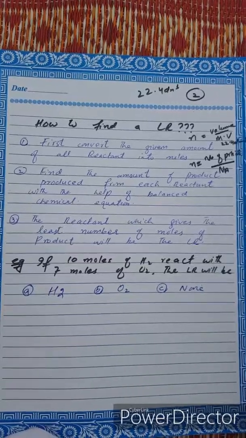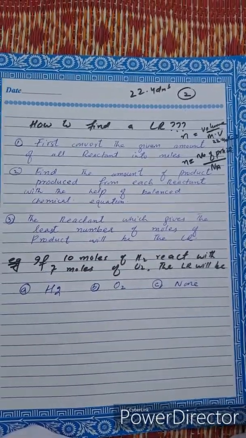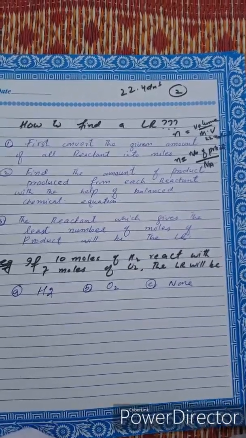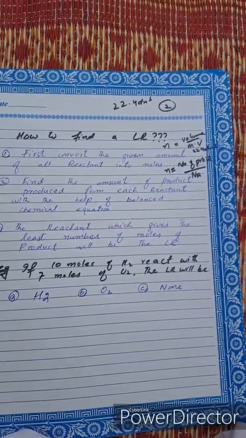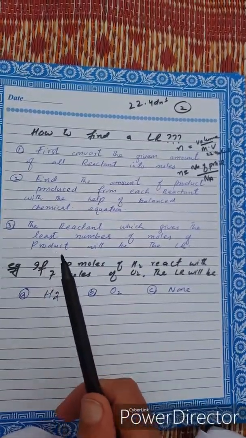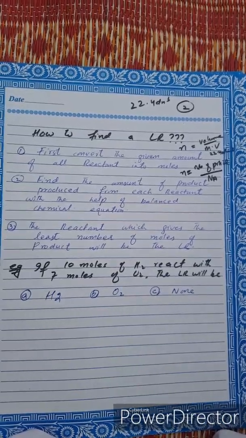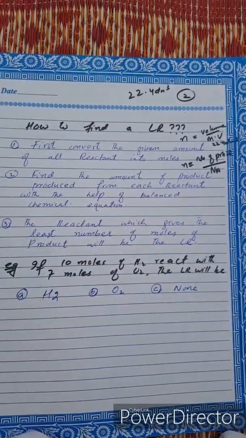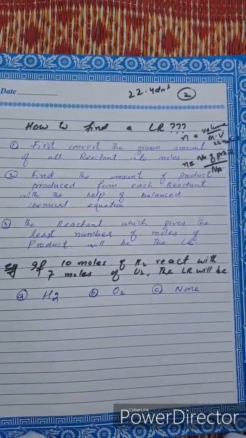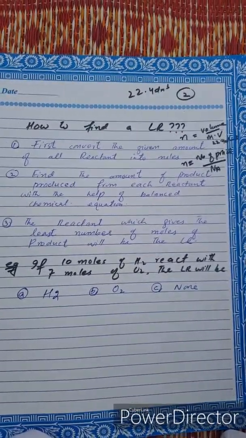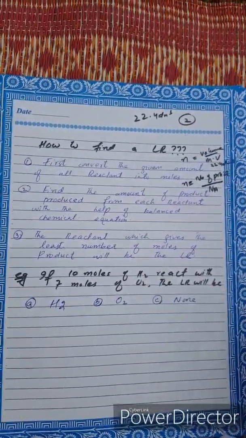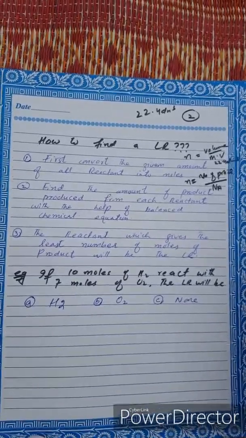We have to write the balanced chemical equation, and with the help of that we will find the number of moles of the product formed from each reactant. The last step is to look at which reactant gives the least number of moles of the product. That reactant which gives the least number of moles of product will be the limiting reagent. So these are the three steps with the help of which we can find the limiting reagent.